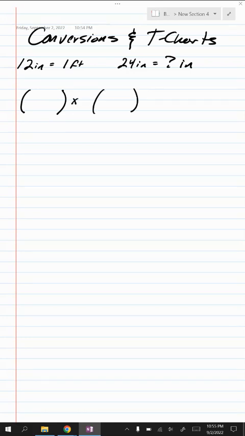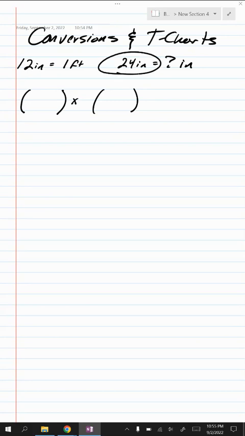Like we all know that there are like 12 inches in 1 foot. So using a T-chart, could you find out how many feet are in 24 inches? Sure, you could probably do that in your head very quickly. But here's an easy way to do it in chemistry: we want to set up the multiplication of two fractions. We want to make a proportion.